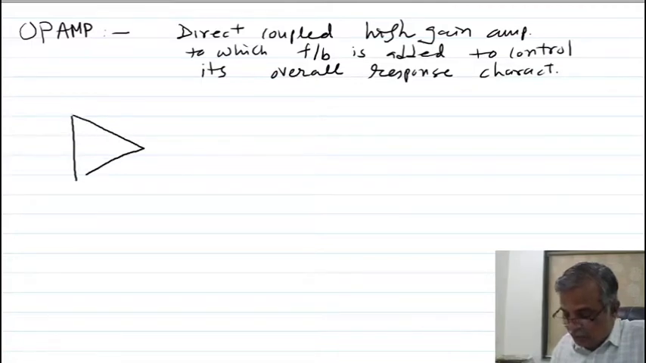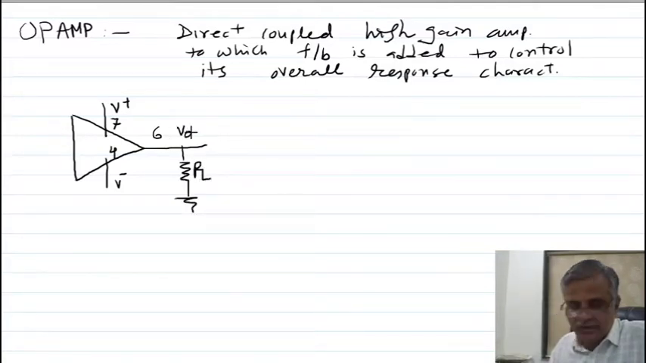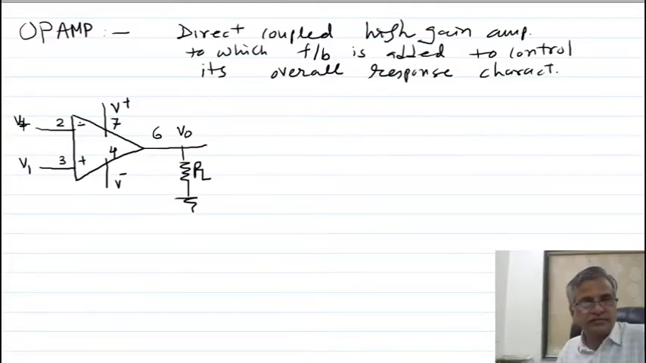Now I am discussing the schematic diagram of the op-amp and its equivalent circuit both. This is pin number 7, the plus supply you have given. Pin number 4 you have given minus supply, and pin number 6 is your output voltage. You have to take your output voltage from pin number 6 with respect to ground. This is pin number 2, the negative terminal. This is pin number 3, the positive terminal. Here I am giving the V1 voltage, here I am giving the V2 voltage.